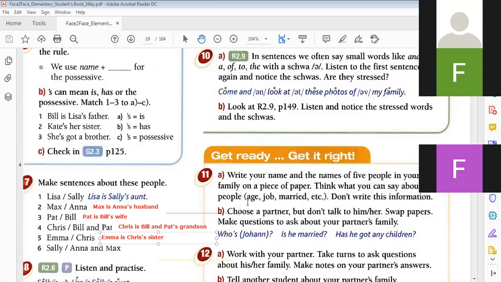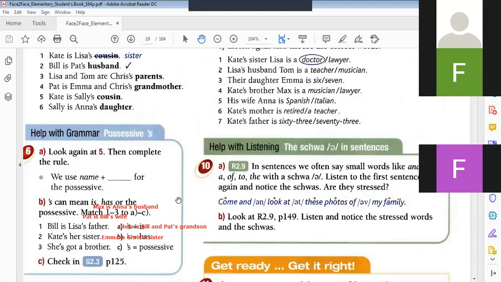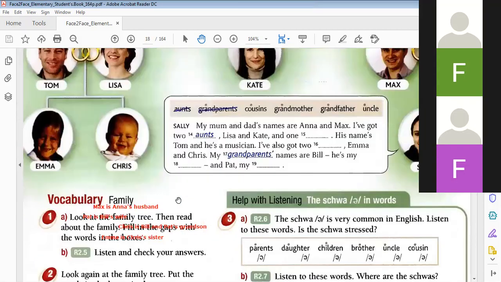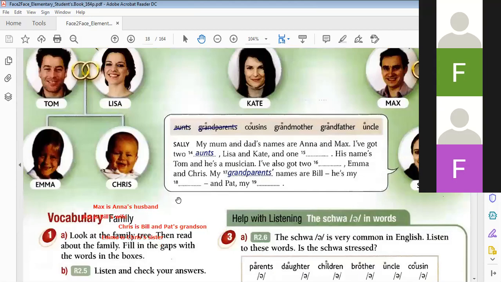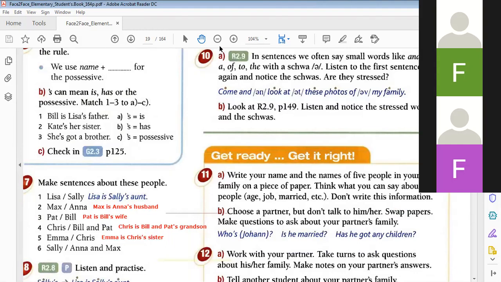Let's see. Besma, can you hear us? Are you there? Can you do number six? Do you want me to show you number six? Let's see Sally and Anna and Max. Yes. Sally is Anna and Max's daughter. Nice. Okay. Sally is Anna and Max's daughter. Let's write it. Sally is Anna and Max's daughter. Okay, let's check this from the CD.